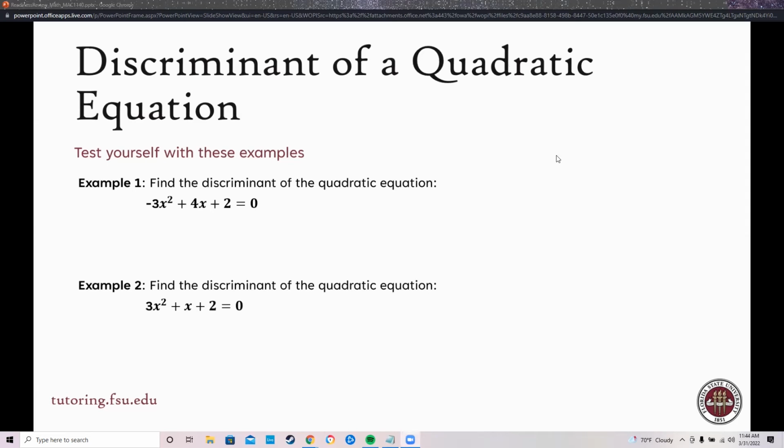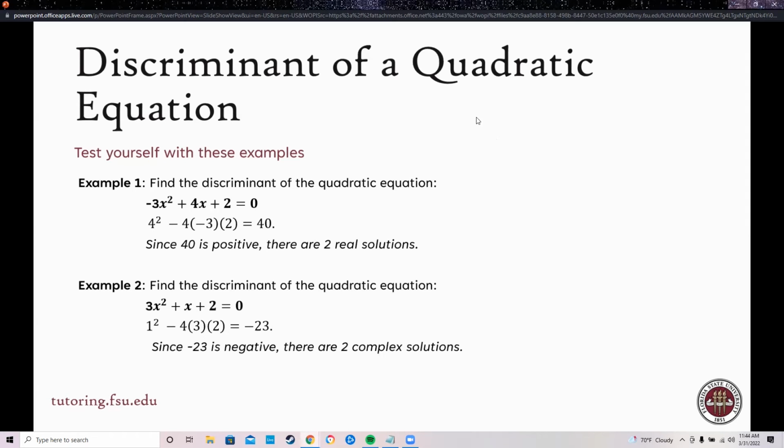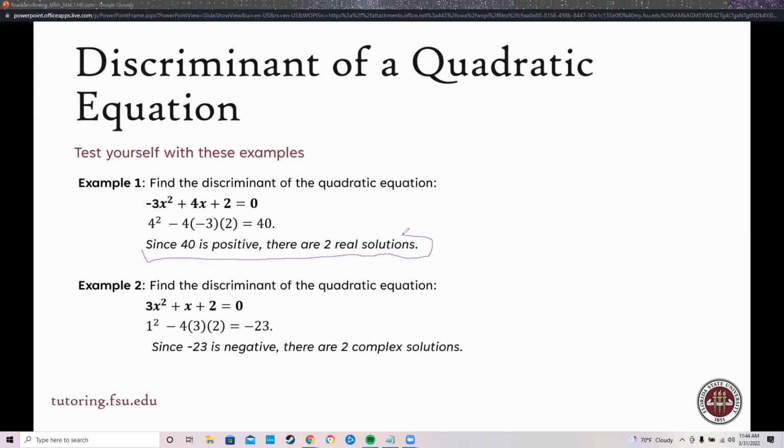All right, let's see what we got. So we found out that the discriminant was 40. We don't need it underneath the square root because I think the actual definition doesn't have a square root. It's just b squared minus 4ac.